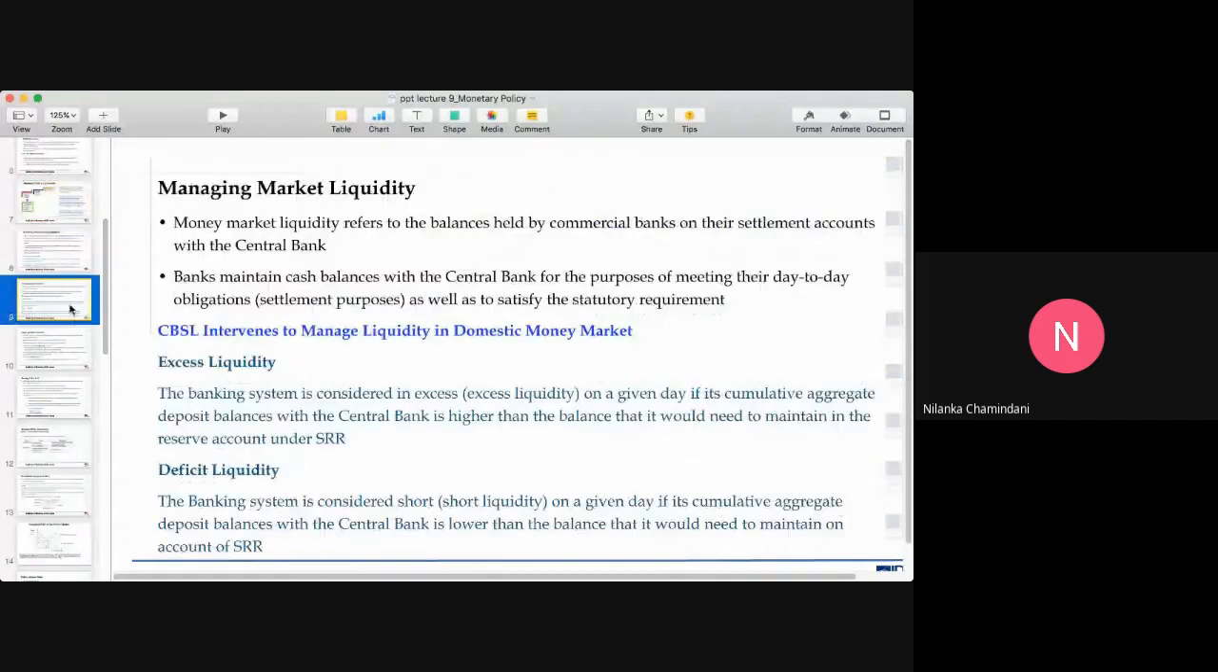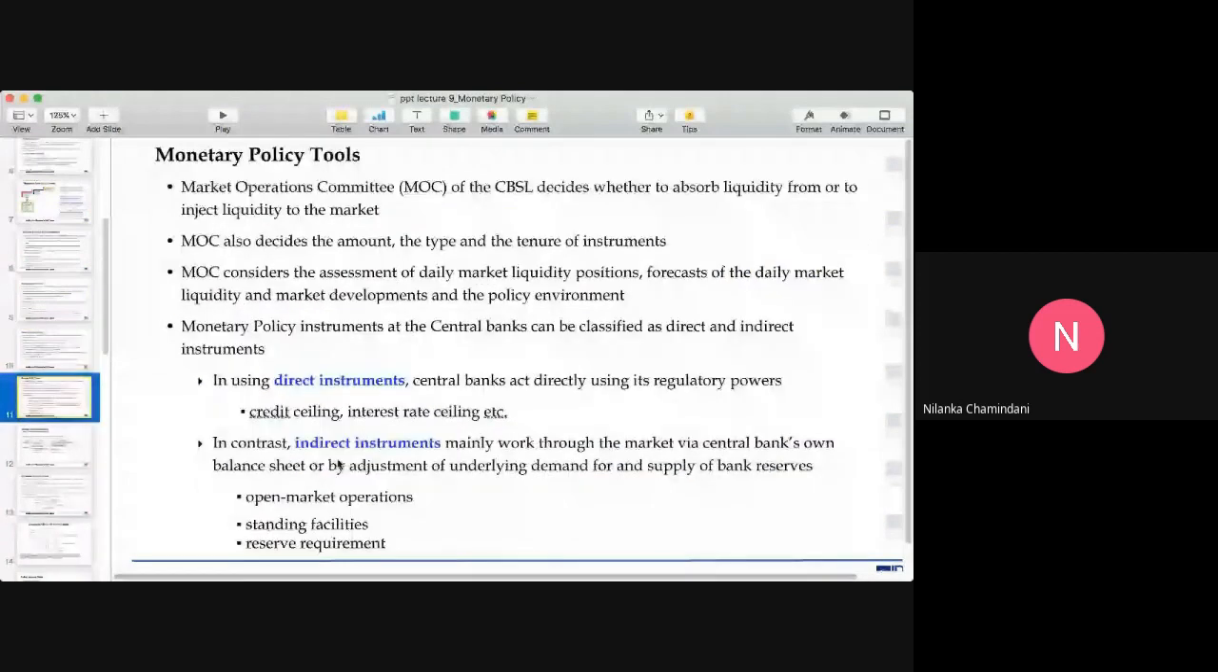We discussed that point, and here we are. This committee considered the assessment of daily market liquidity positions. I already discussed how the central bank can do that, because the settlement accounts are maintained by the commercial banks, and the cumulative balances are there. Based on the balance positions the central bank can decide. On a daily basis the central bank is doing that assessment, then forecasting the daily market liquidity, market developments and the policy. Here you can see that this committee has a very huge responsibility, because based on their assessments the daily monetary operations are happening.